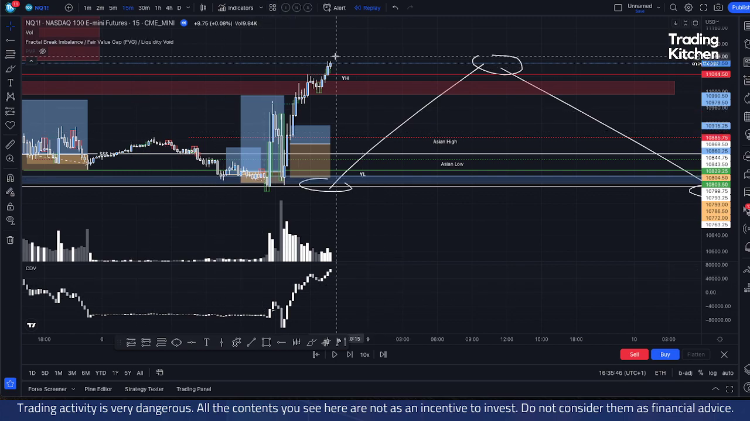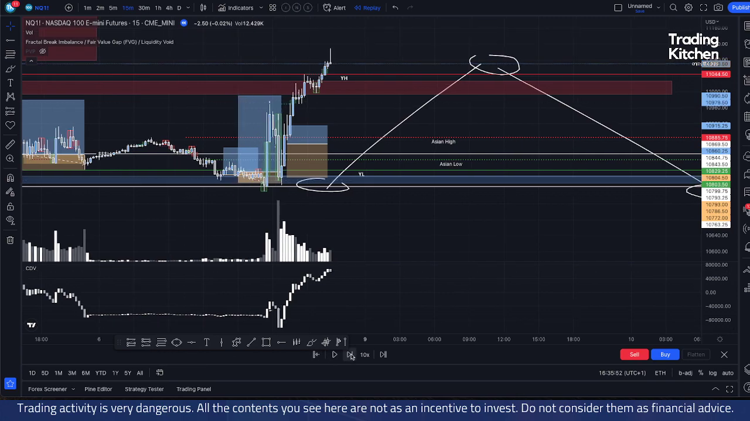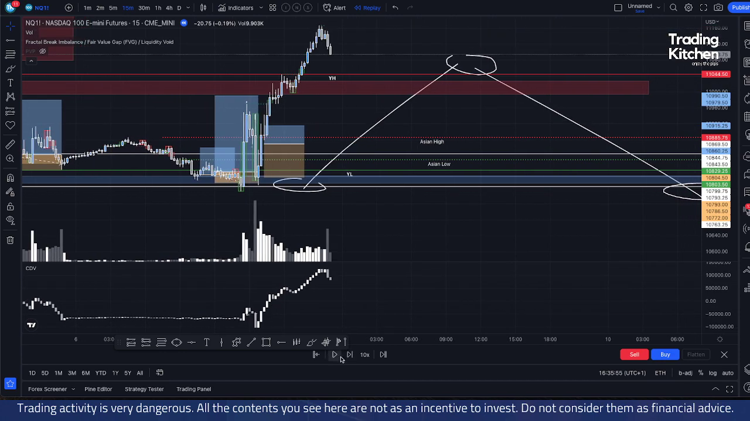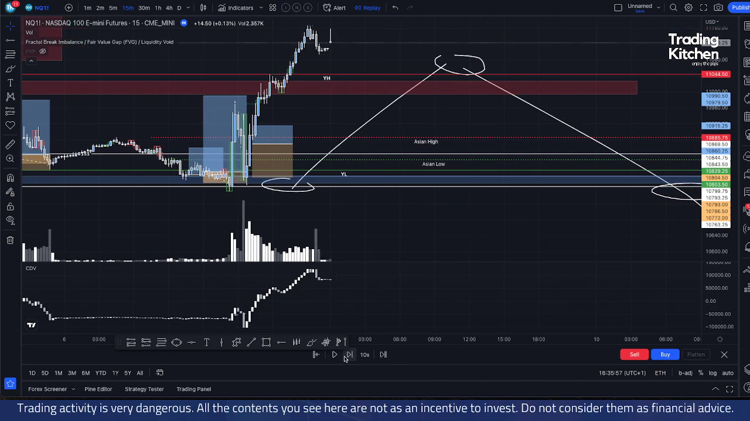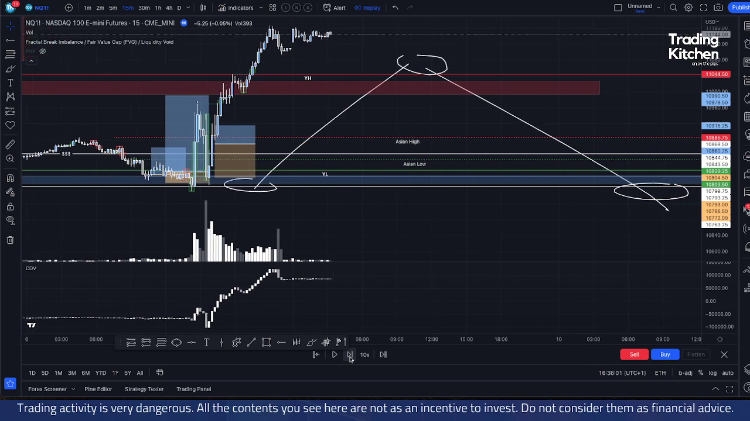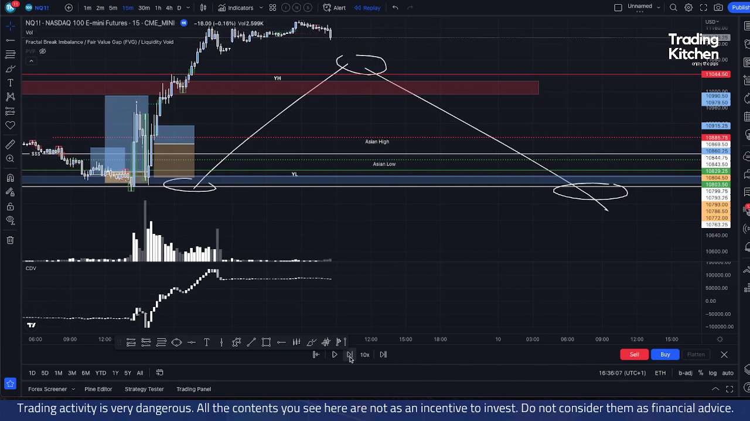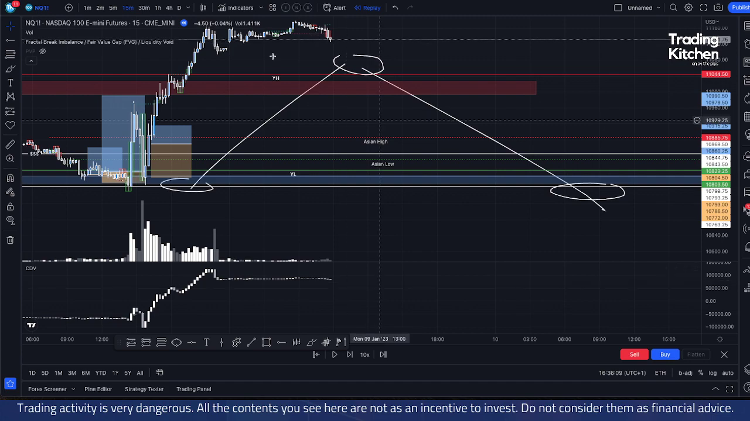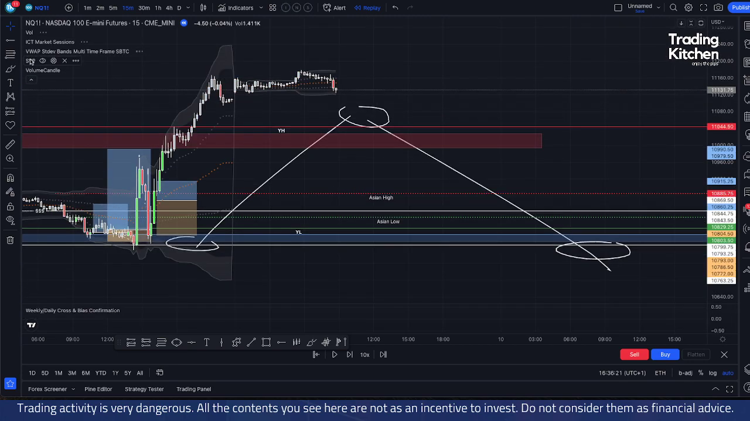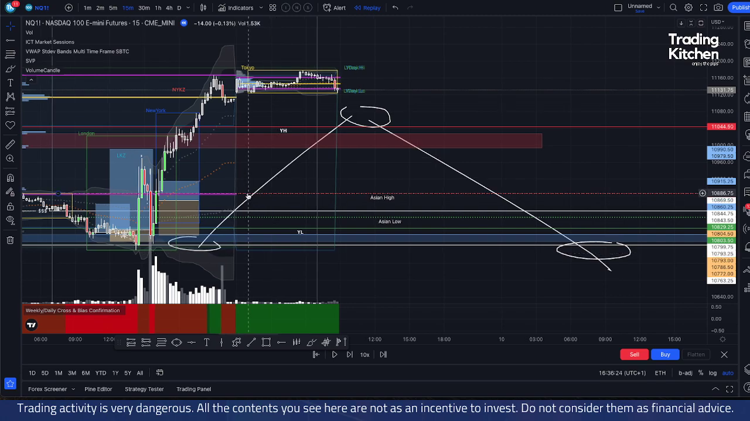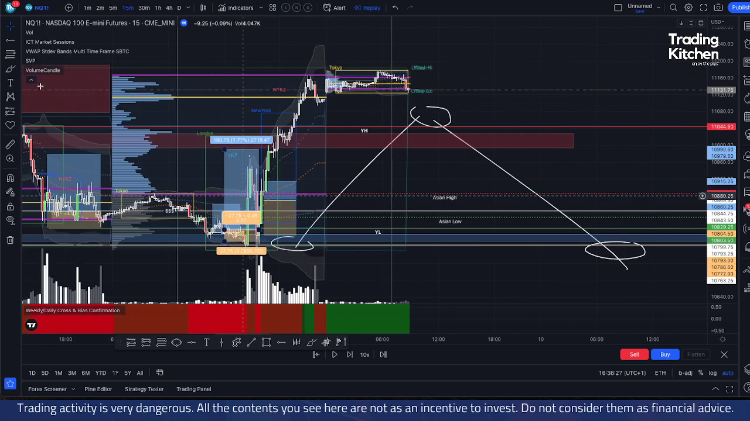Okay, so let's see what happened during the Tokyo session until we reach the London opening, more or less here. I don't open any trade during the London opening, as I told you. I just want to see how price is developing during the day. So intraday, it's time for another trading day.